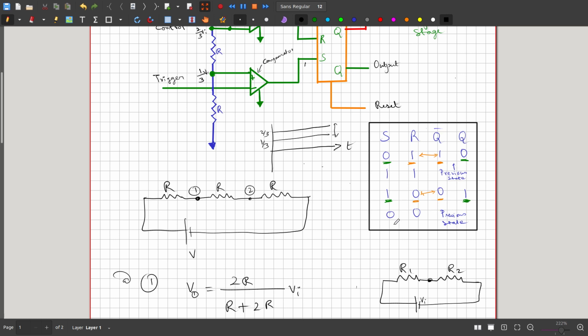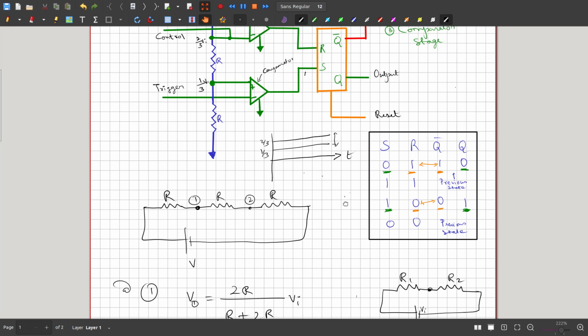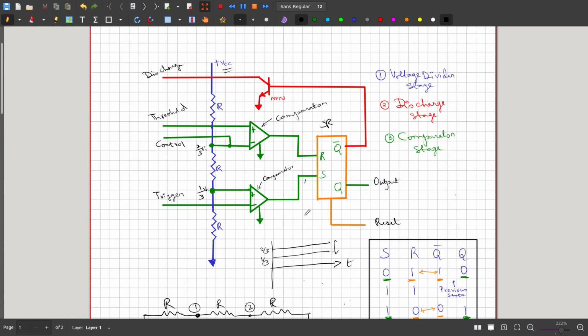And if both the inputs are 0, then it follows the previous state. Then in that case, the Q bar will be high, low, and Q will be high. So these are the things you have to remember, and there are certain names for this comparator inputs.